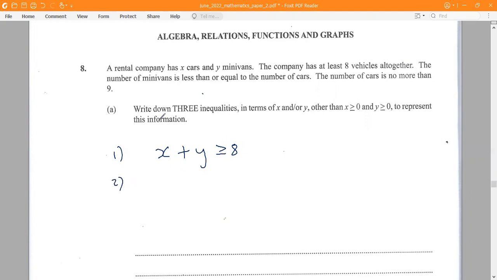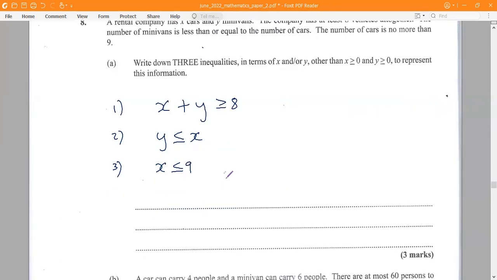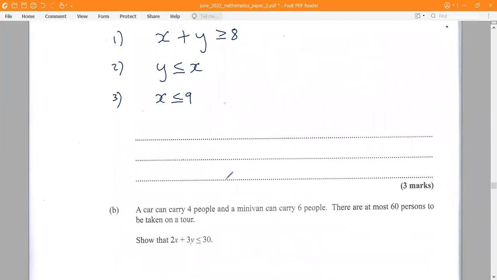Number 2, the number of minivans is less than or equal to the number of cars. So Y, which is the number of minivans, is less than or equal to X, which is the number of cars. Third inequality, the number of cars is no more than 9. So X is the number of cars. It could be less than or equal to 9. It cannot be more than 9. Those are our 3 inequalities that represent the information.